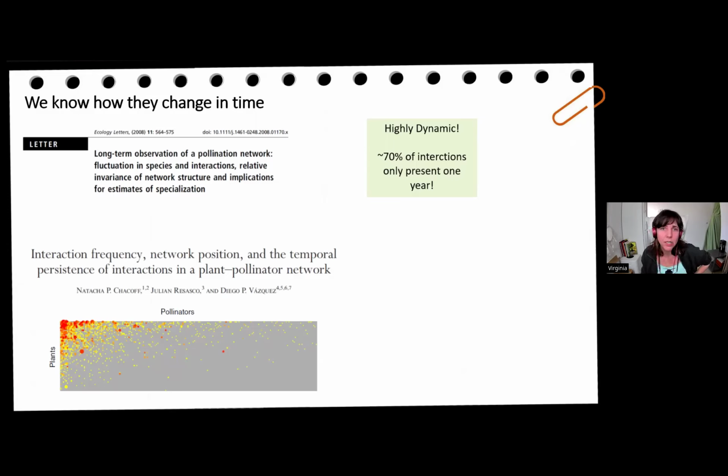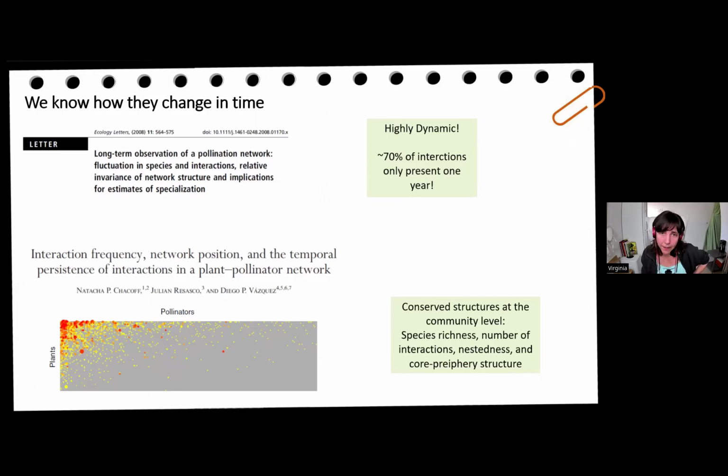The general consensus is that there are conserved structures at the community level, as are, for example, the nestedness or the core periphery structure. However, the ecological consequences of this interaction reorganization for the maintenance of species diversity are yet unknown. It has long been suggested that temporal reorganization of plant pollinator networks may promote greater pollinator persistence, but these hypotheses have never been put to a test, and this is what we will do here.